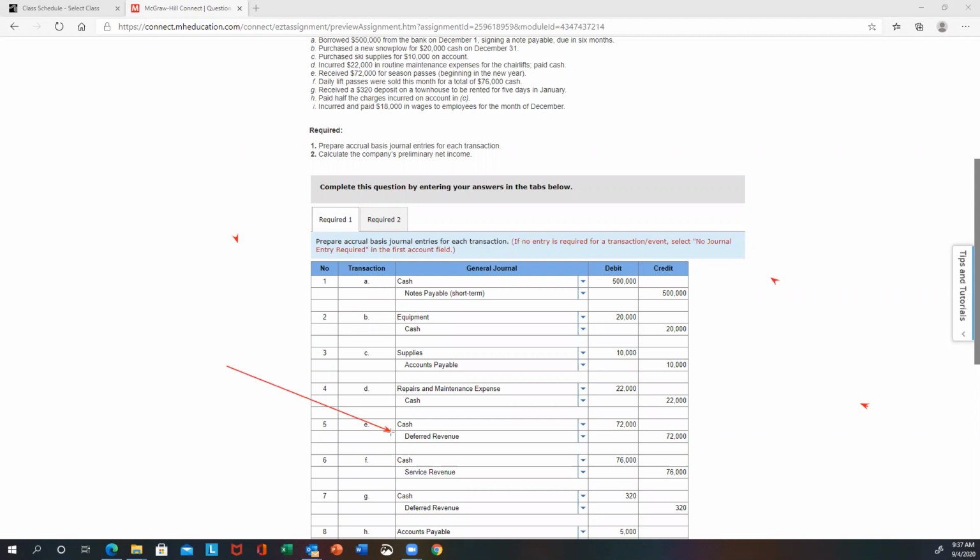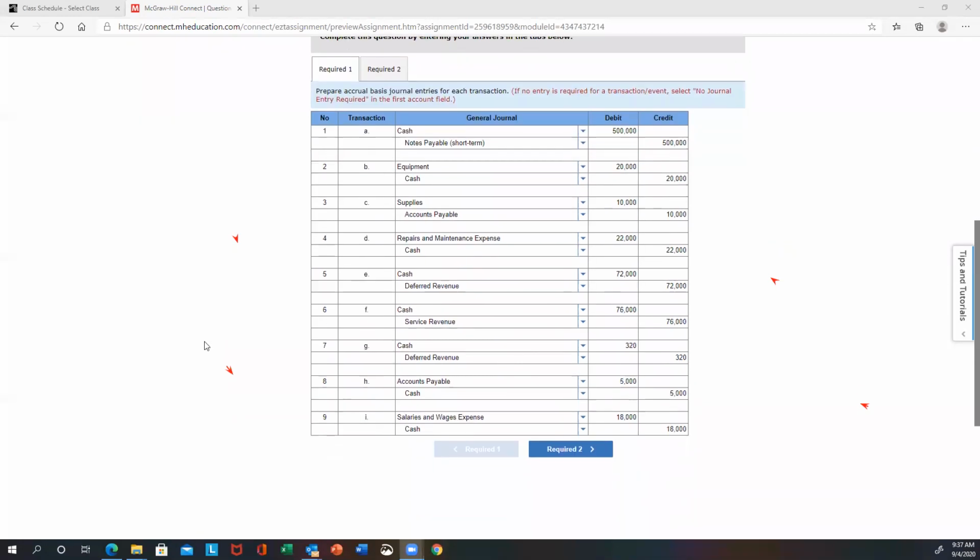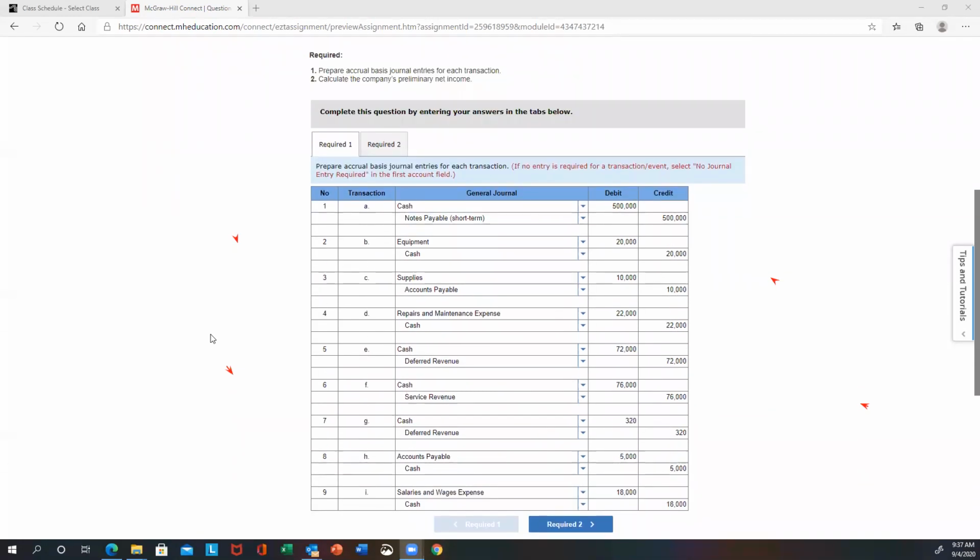credit deferred revenue. On letter F, it looks like this was an actual cash sale, so debit cash, credit service revenue. G is more deferral, where you got money but you haven't earned it yet, so debit cash, credit deferred revenue. And then let's see, number 8, you're simply paying on account by debiting accounts payable, credit cash. And the last one is just your salaries expense journal entry, which again, you've seen that one before.